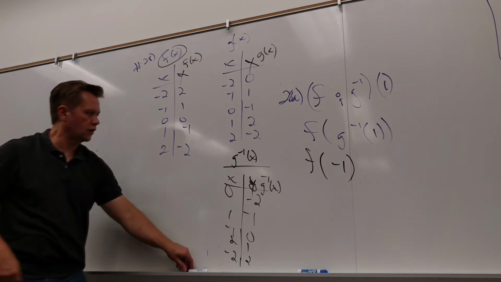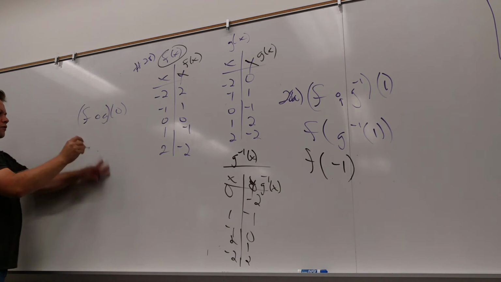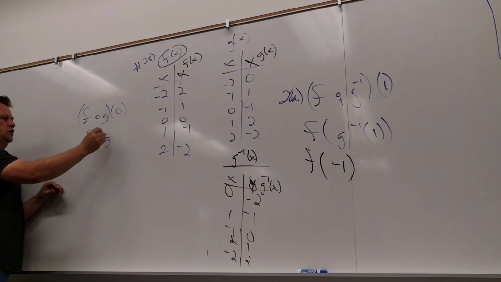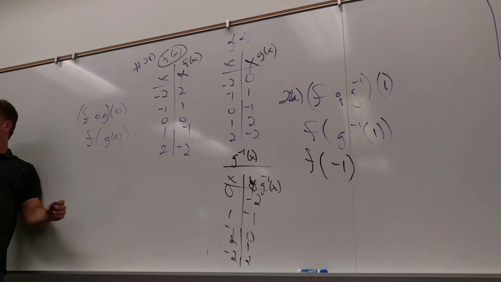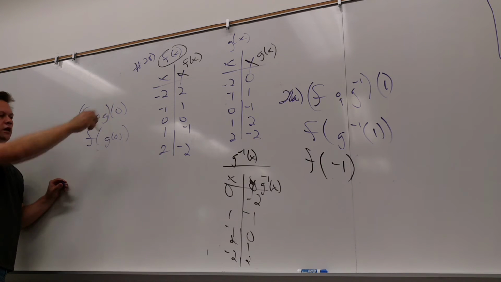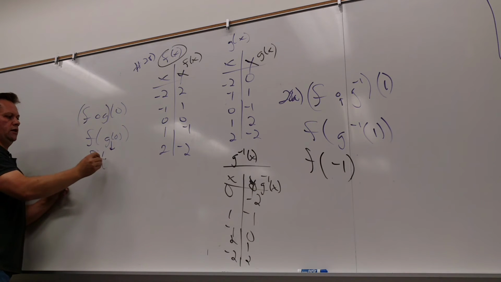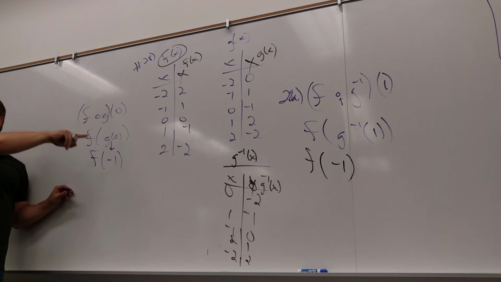So if I said what's f of g of 0, the first thing is I write this as f of g of 0, so it makes a little more sense. What's the first thing I need to figure out? g of 0. What's g of 0? It is -1. So now I replace this with what it is, and now I see it's really asking me what's f of -1.